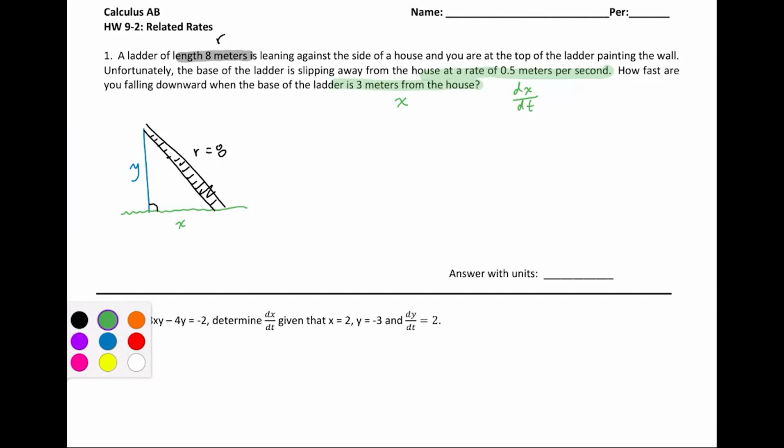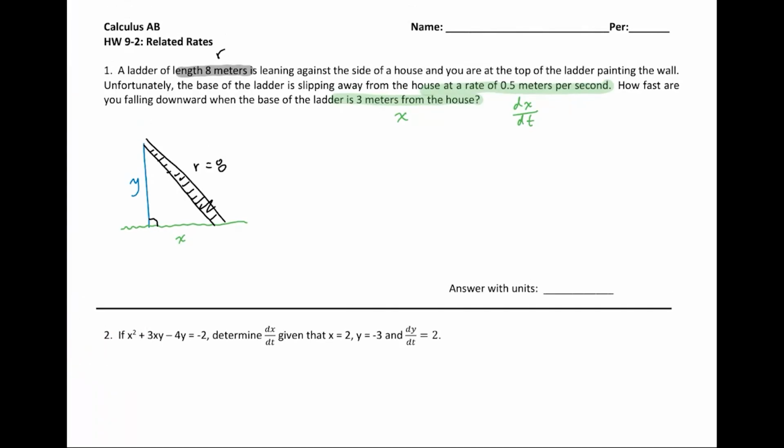And what the question's asking is, how fast are you falling downward? So really what the question's asking is, what is the rate of change of y with respect to t? In other words, how is y changing? So we'll start off with, like I said, an equation that relates all three of these values, x, y, and r, and that's the Pythagorean theorem.